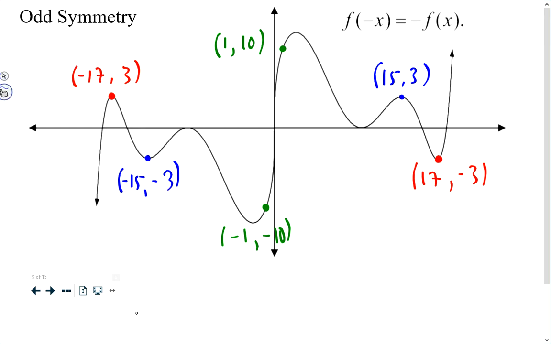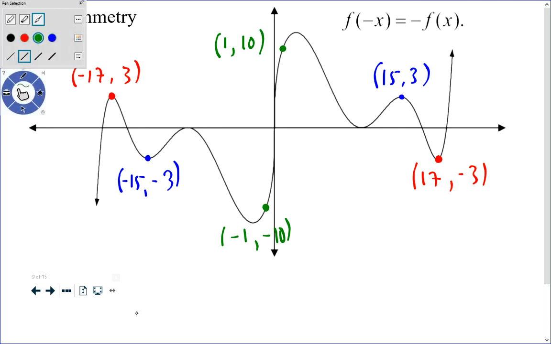So what's happening is, as the x-coordinate switches signs, goes from, say, negative 15 to positive 15, the y-coordinate switches signs as well. It goes from negative 3 to 3. Or when x goes from negative 17 to positive 17, y goes from 3 to negative 3. That's what this statement at the top is saying. It's saying that when you switch x, you get an opposite y.